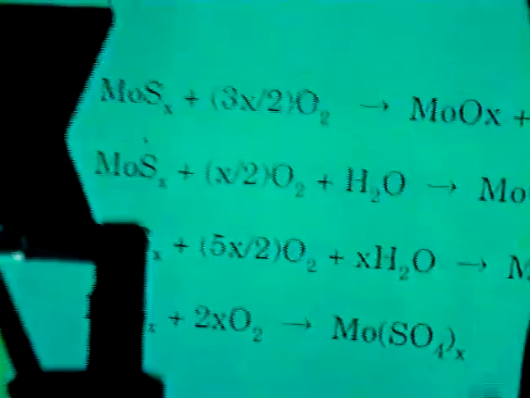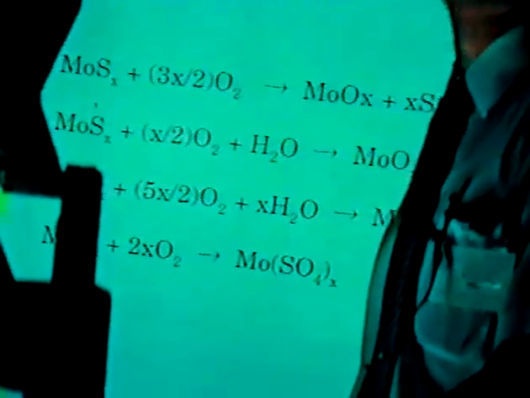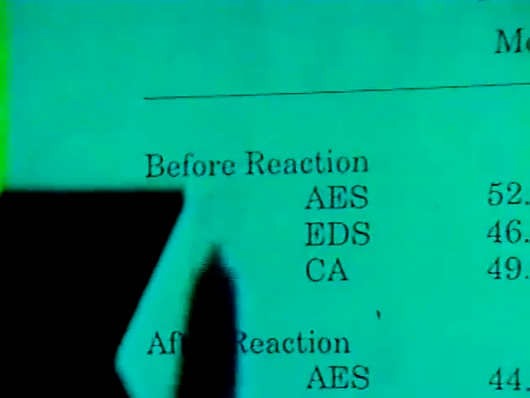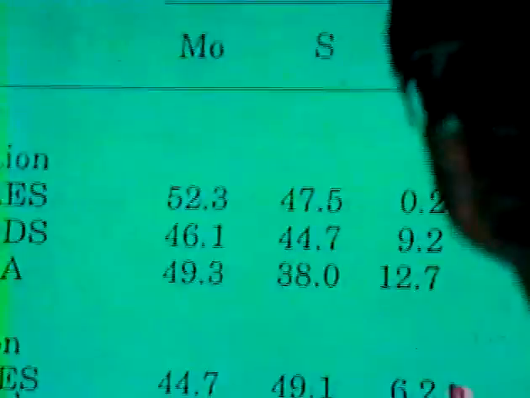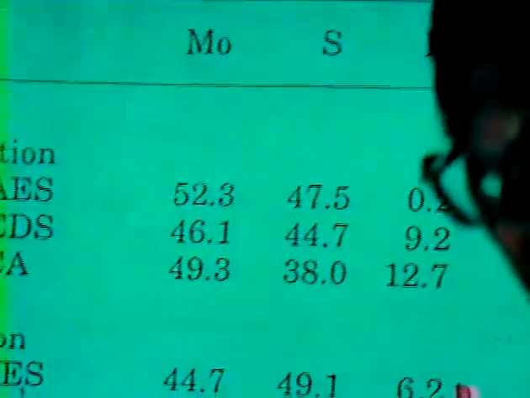So what you are seeing is the oxidation of molybdenum sulfide by oxygen and water present in the atmosphere. One consequence of this oxidation is the redistribution of the potassium species. Here we show the quantitative analysis of the molybdenum, sulfur, potassium components by Auger electron spectroscopy, X-ray energy dispersive spectroscopy, and chemical analysis.